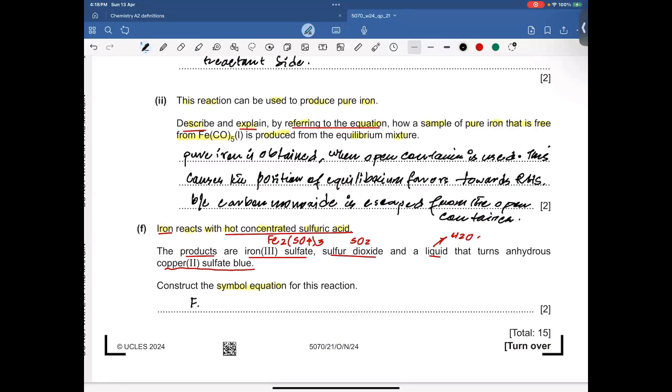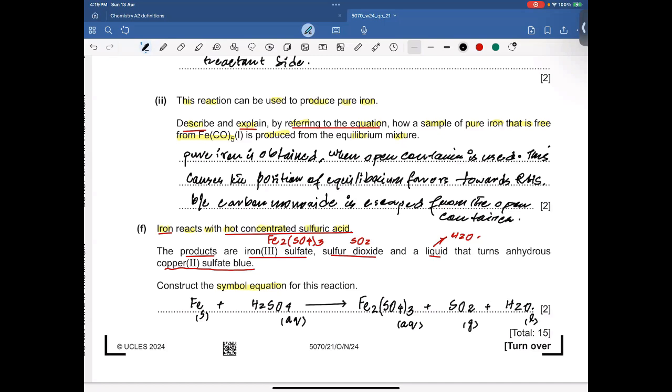So let me write it here: Fe plus H2SO4 will turn into iron 3 sulfate, Fe2(SO4)3, plus sulfur dioxide plus H2O. All right. Iron is solid because it is a metal. H2SO4 has to be in aqueous form. Iron 3 sulfate has to be in aqueous form. Sulfur dioxide is a gas. At room temperature, water is liquid.